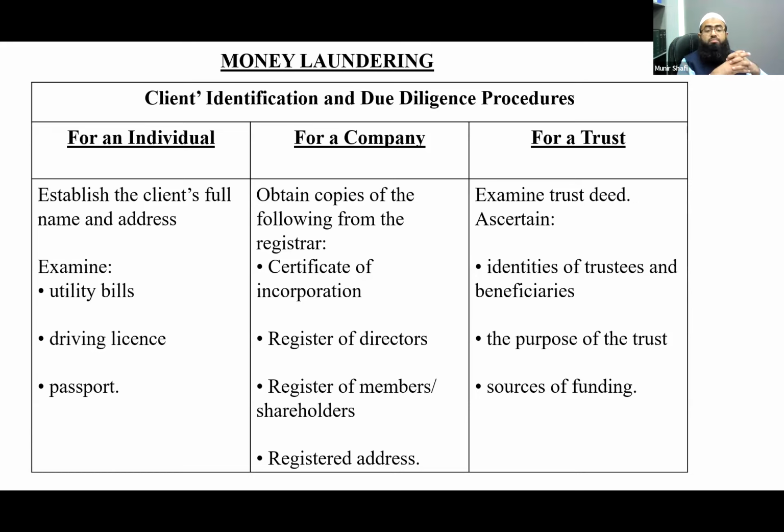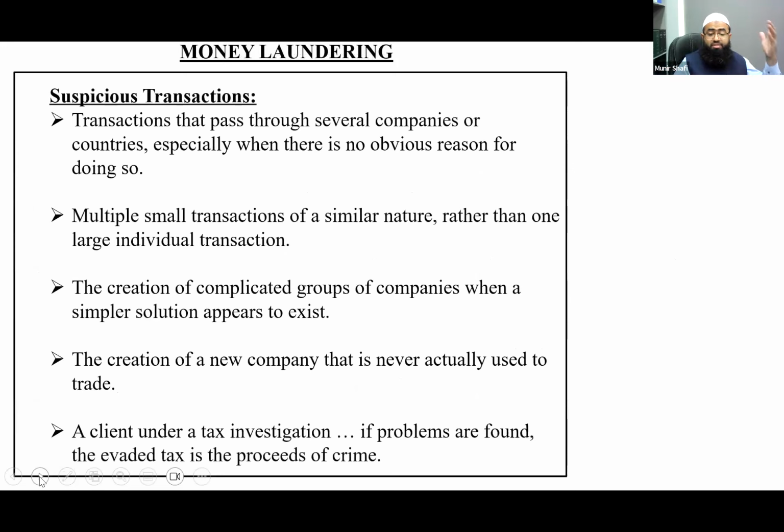And for a trust, you should examine the trust deed, know who the trustees are, what the purpose of the trust is, and the sources of funding. You should know from where the money is coming. As far as the clients are concerned, who are the clients, are they trustworthy or not, or is there something problematic, some issue, some hanky-panky?